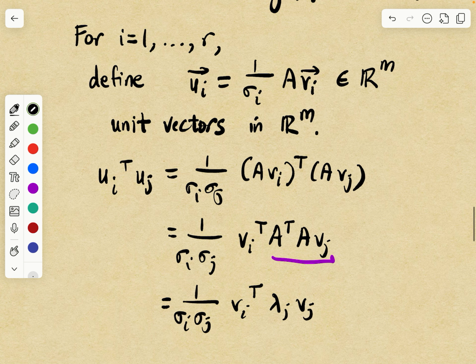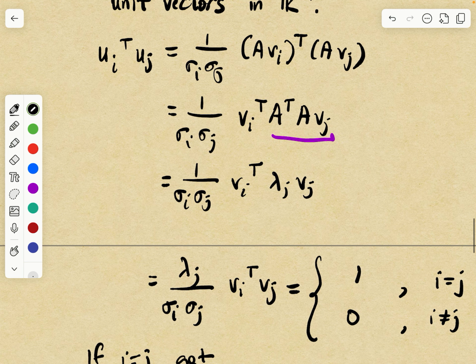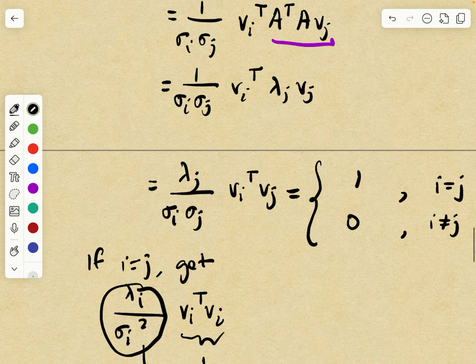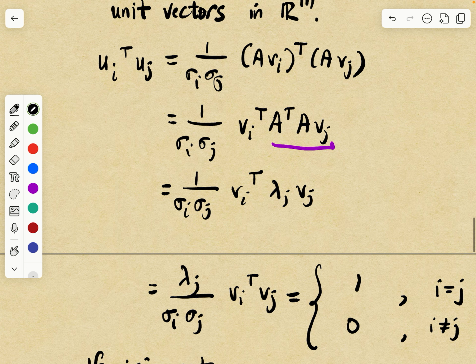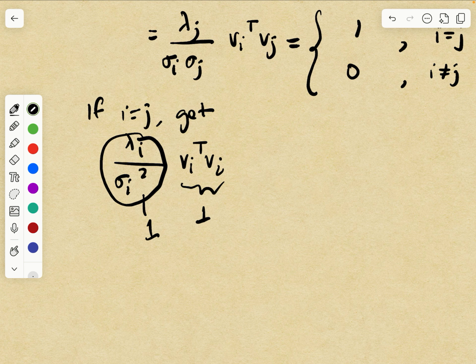Well, we actually already knew that the UIs were unit length, so we already knew that UI transpose UI was going to be 1. The main thing is now we also know that they are orthogonal, because if I is not equal to j, then UI transpose uj is equal to 0. So we have that the UIs are orthonormal vectors in Rm, but I have R of them.